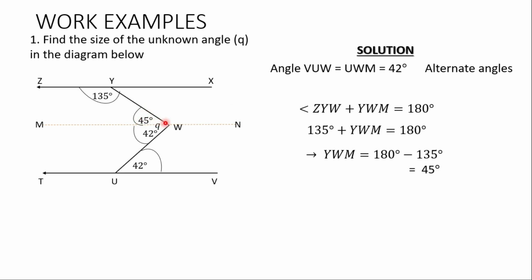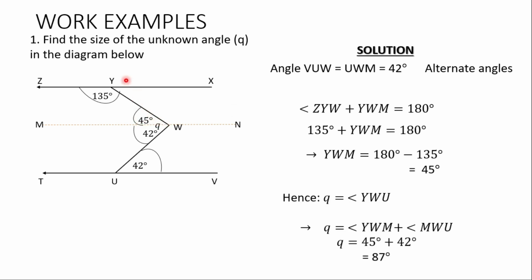One way you can also find it is that the angle ZYW and then angle YWN are alternating angles, Z angles. So the angle here is 135, here is also 135. And angles on a straight line sum up to 180. So this angle plus the 135 here will give you 180, and you realize that you still get the same result.